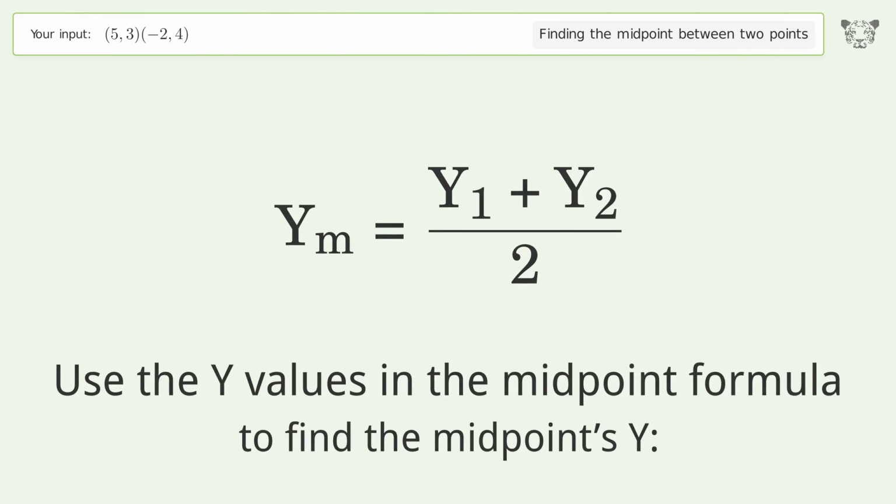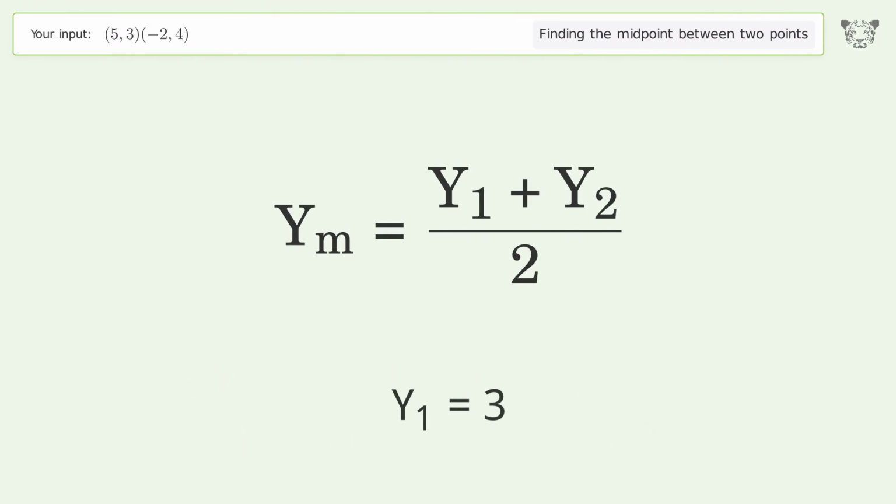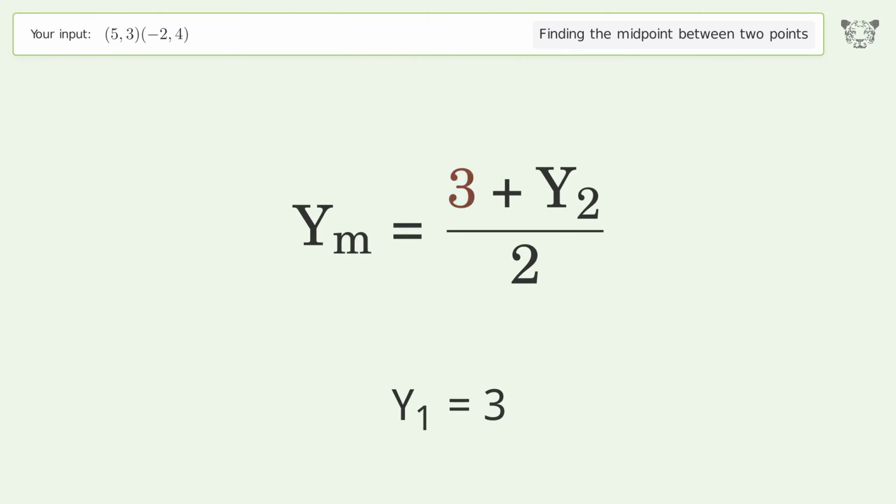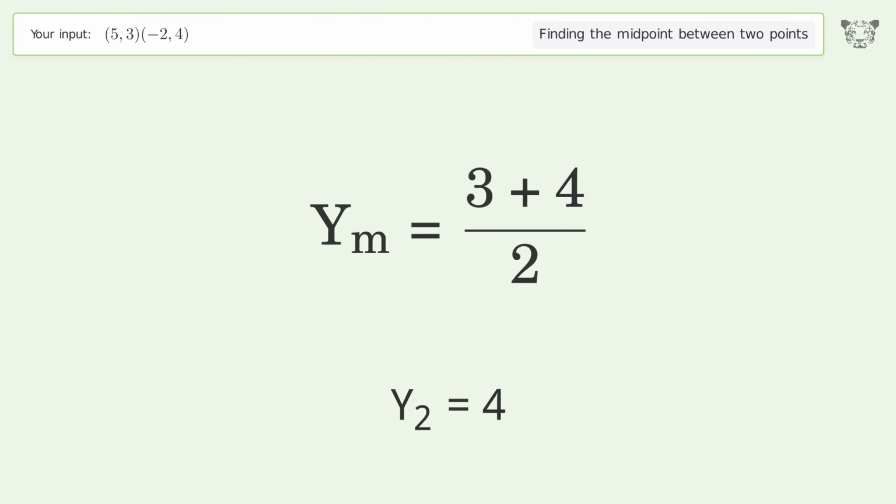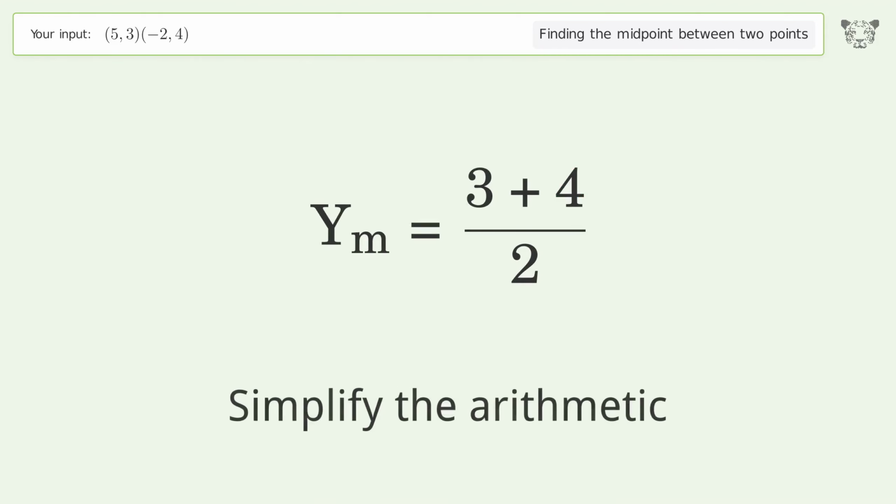Use the y values in the midpoint formula to find the midpoint's y. y1 equals 3. y2 equals 4. Simplify the arithmetic.